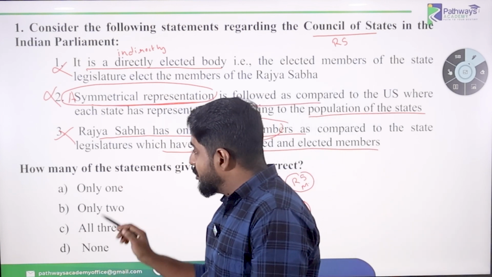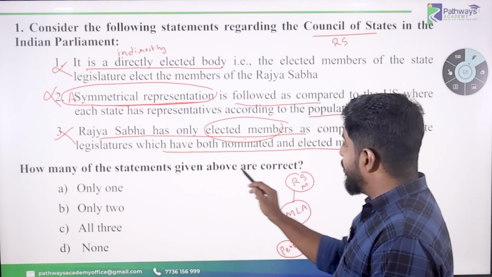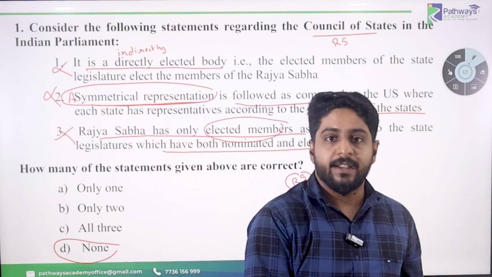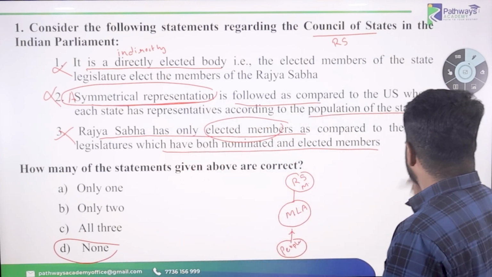So Rajya Sabha has only elected members? No, sir, wrong. So what is the answer? How many of the statements given above are correct? None of the statements are correct. That's it. The second question for you.